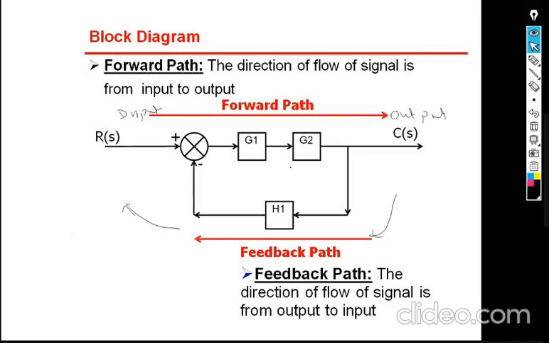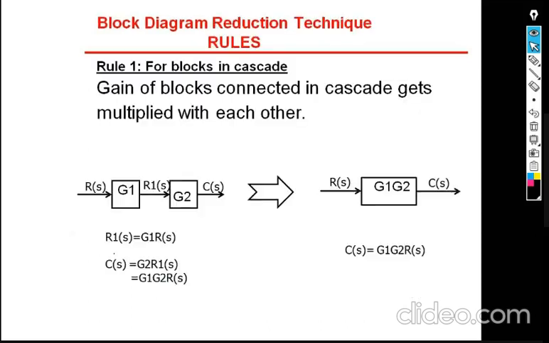Forward path means the signal is traveling from input to output like this, and feedback means the output to the input. Here is the end of my introduction. Now I am going for the problems. Before going for problems, I will explain the procedure for how to solve a particular problem. Note that you should not worry about how to obtain the block diagram.